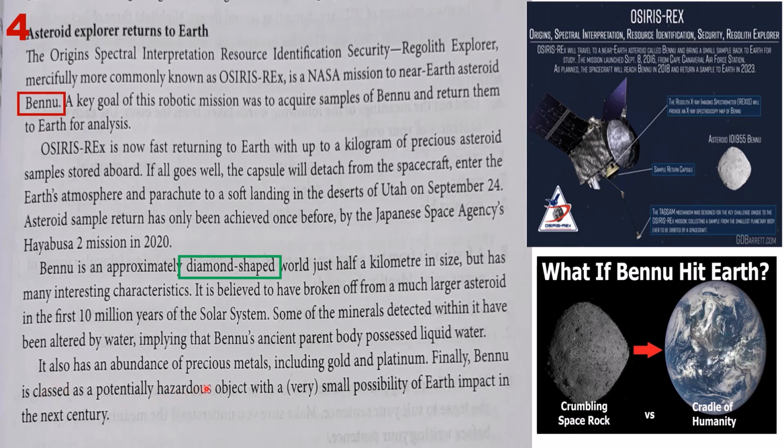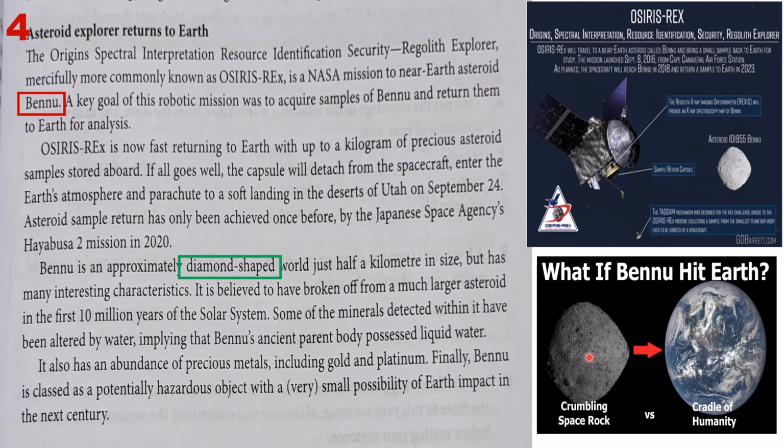It also has an abundance of precious metals, including gold and platinum. Finally, Bennu is classed as a potentially hazardous object. This is a hazardous object also because it is orbiting very near to the earth. That's why it is called a near earth asteroid.